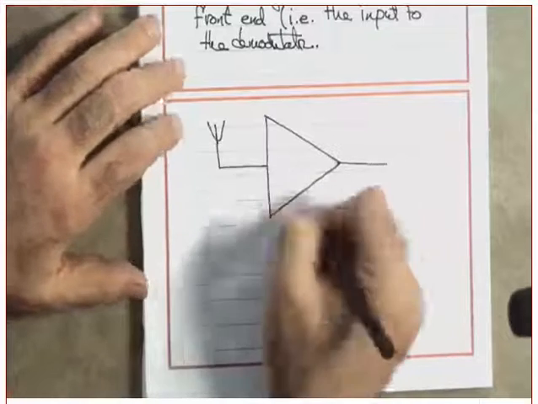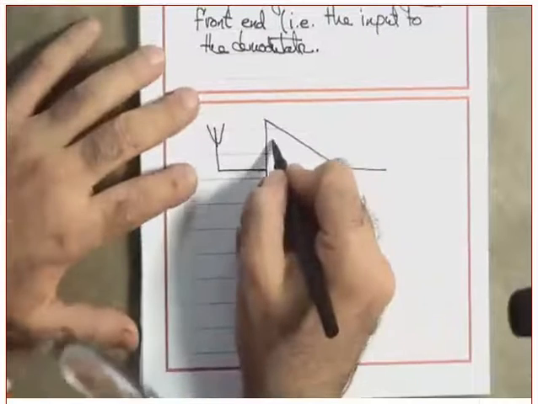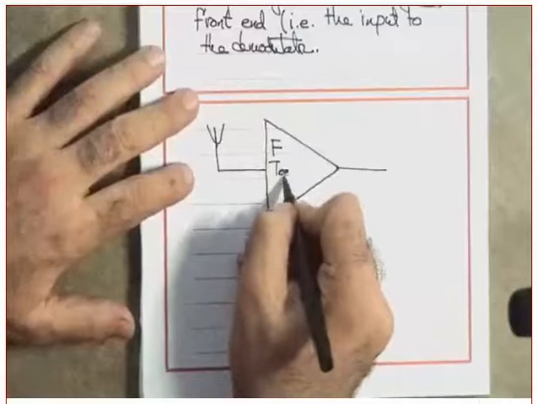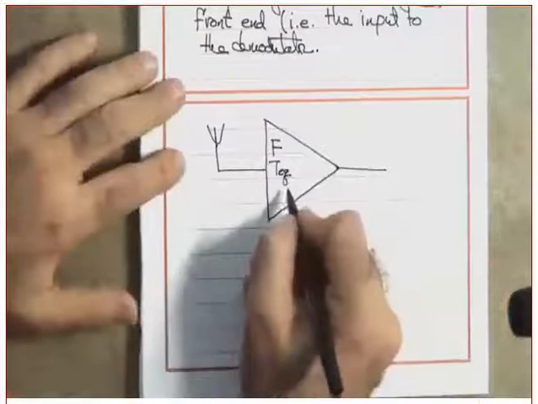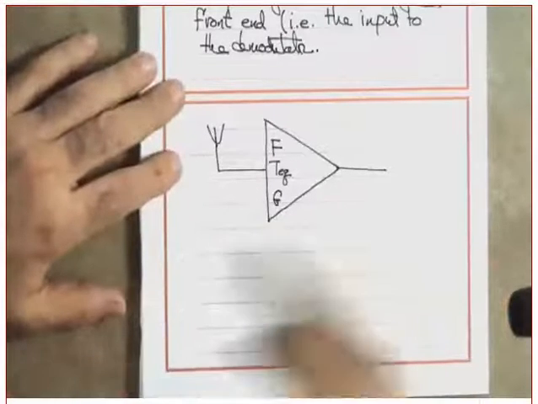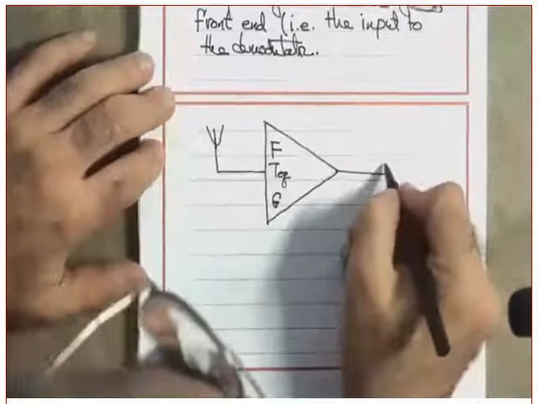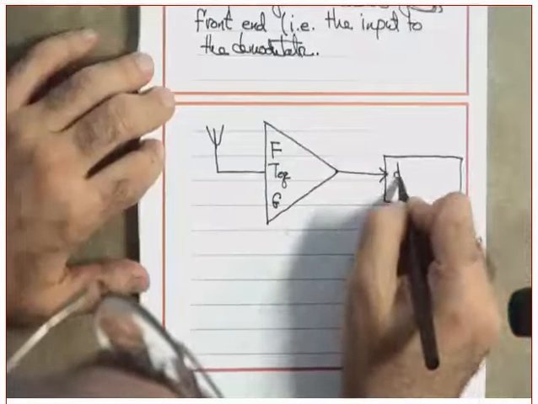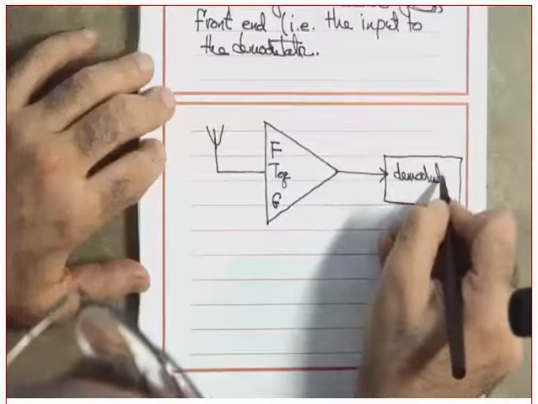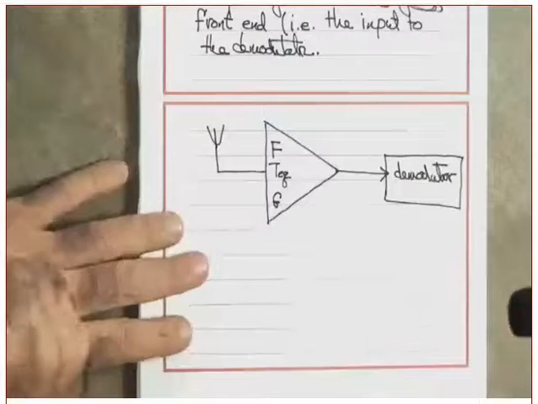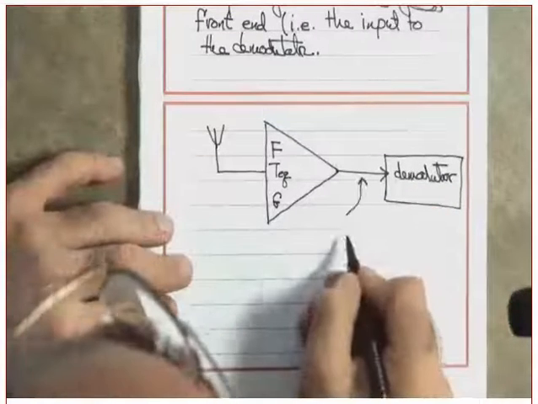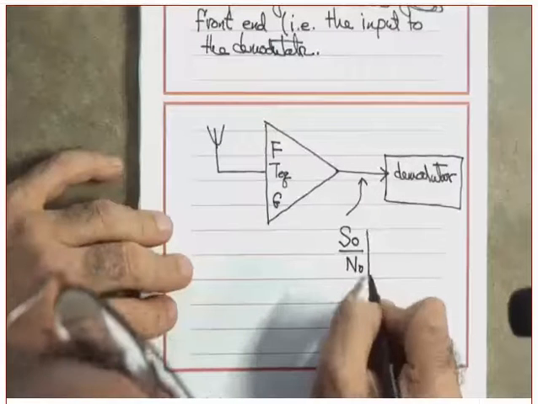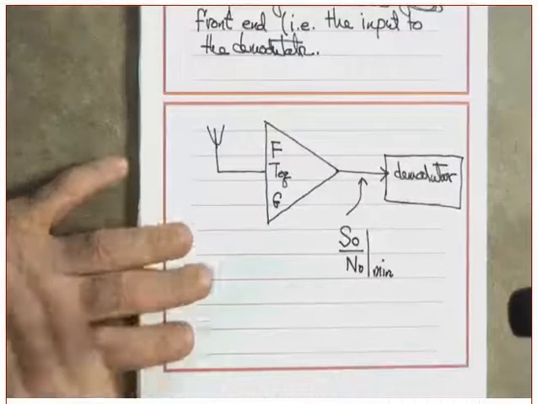So this is what we have. What is this? This is the equivalent front end. In other words, this is the F total. This is the T equivalent total. This is the G total. Are you following me or not? And then what do I have here? The demodulator. And what do I want to maintain? I want to maintain S0 over N0 minimum.